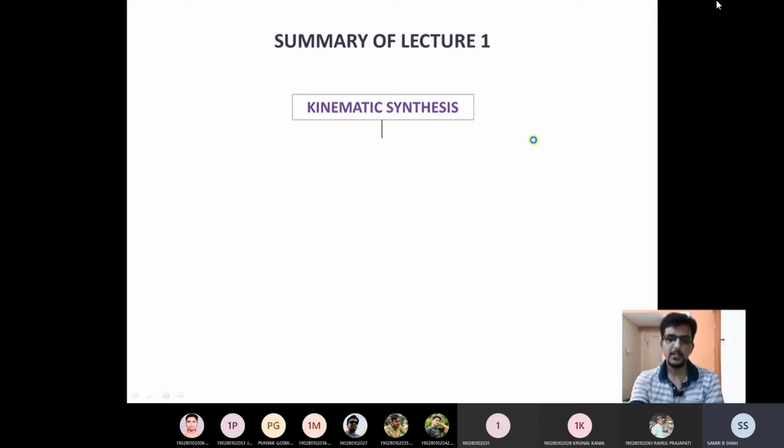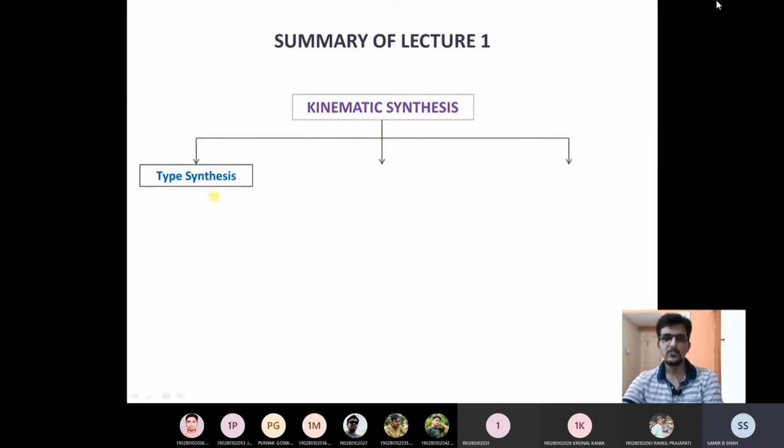So we were able to differentiate that, and also we were able to classify the three different types of kinematic synthesis. The first one is the type synthesis. In the type synthesis, we can choose what kind of mechanism we want to employ for the mechanism that I want to design. Should I choose a lower pair mechanism, or a higher pair mechanism? Should it be a belt drive? Should it be a gear drive? That decision we should be able to take at the type synthesis level.